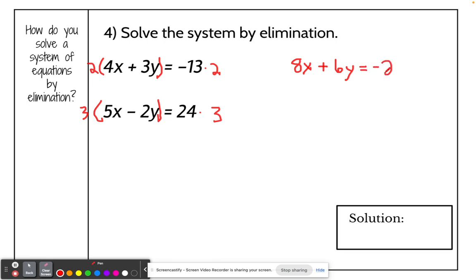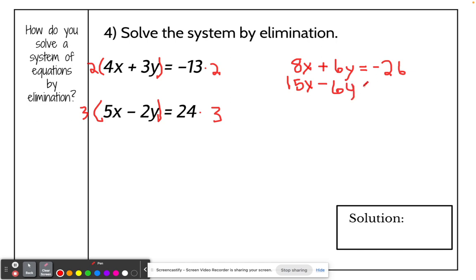I usually look for one where I have a positive and a negative, and I just multiply it by the opposite coefficient. So this one I multiply by this coefficient. This one I multiply by this coefficient. So the 3 times the 2, the 2 times the 3. And since one was negative and one was positive, they will cancel out. 3 times 5x, 15x. 3 times negative 2y, negative 6y. You see how those are going to cancel out now.